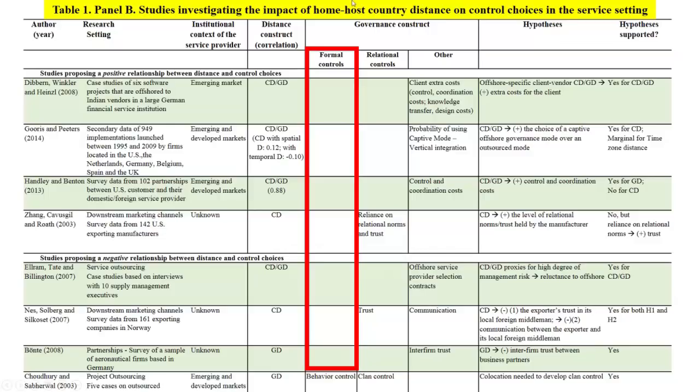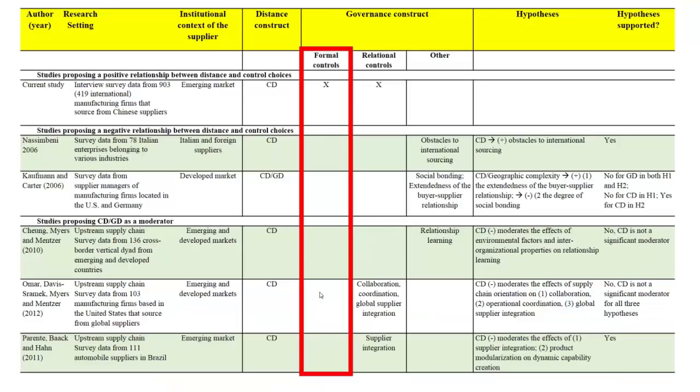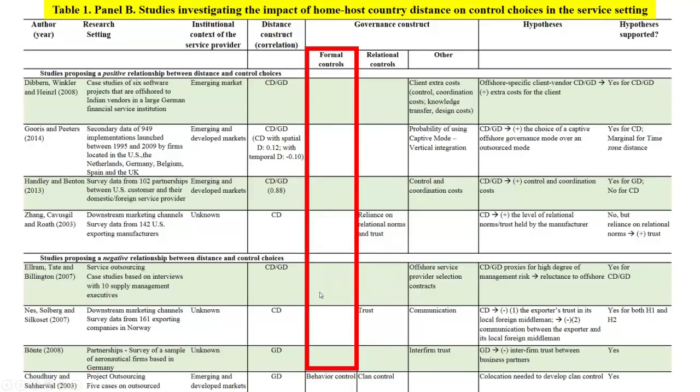We can see when we go to the next page, again, very few studies have looked at formal controls, except for Chowdhury and Sabharwal, that proposed a negative relationship in distant control. They looked at behavior control and clan control. So there's only one other study that looked at behavior control and its relation to geographical distance. And yeah, one other study.